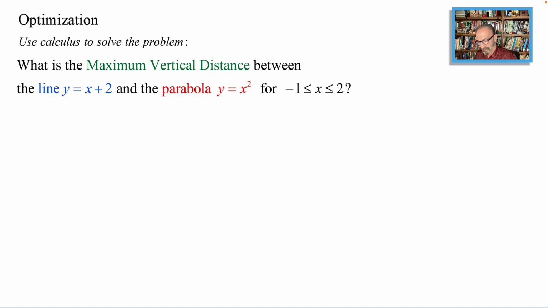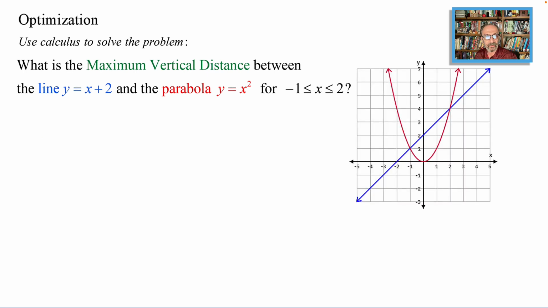So let's graph the two functions, the line y equals x plus 2 and the parabola y equals x to the second. You could see that they intersect also at the endpoints of our interval, -1 and 2, as you could see on the graph. So this is my -1 right here and 2 right here. So those two endpoints are the intersection points. We need the vertical distance, and it looks like we're not going to be right here or right here, somewhere in the middle.